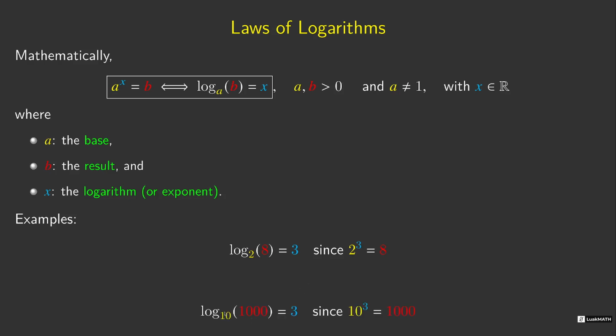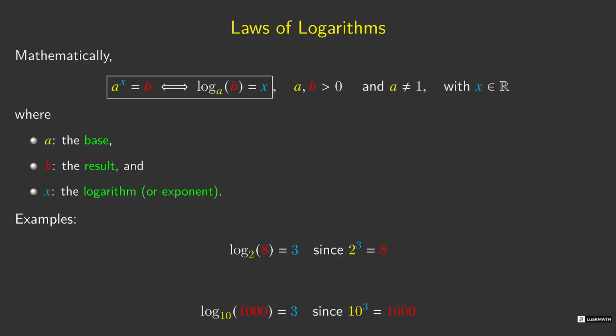Another example, log of 1000 to base 10 equals 3, since 10 cubed equals 1000. So we're answering the question, what exponent of 10 produces 1000? It turns out it's 3, because 10 cubed gives you 1000. Okay? So I hope that's a little bit clearer.